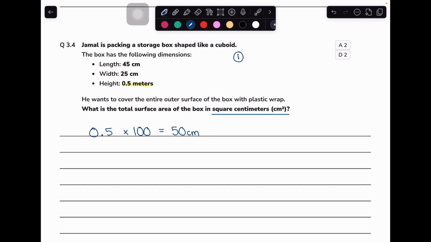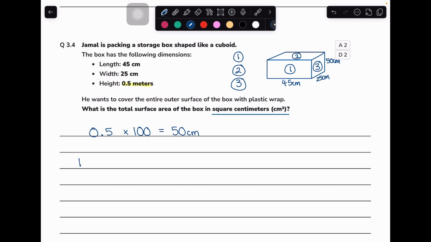So if you are in my class, remember we label the sides 1, 2, 3. Okay, if you want to do a little sketch of it, it would look something like this. Okay, so let's see, we've got length of 45 centimeters, we've got a width of 25 centimeters, and our height is 50 centimeters. Okay, so we have 1, 2, 3.